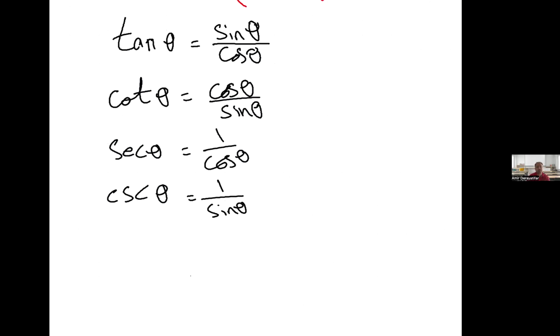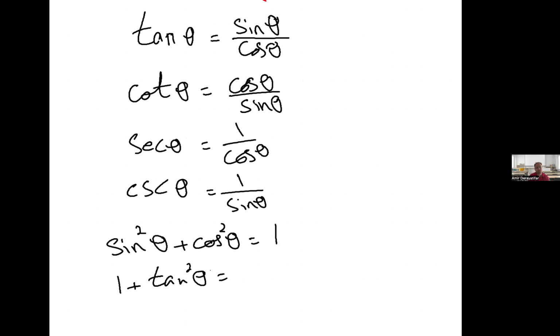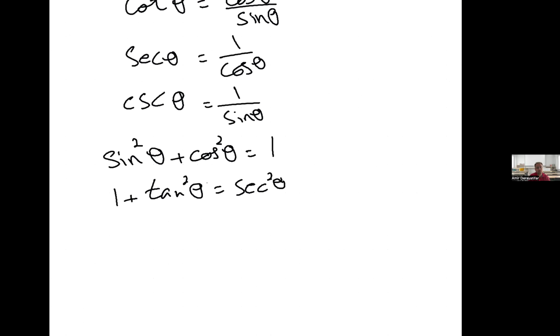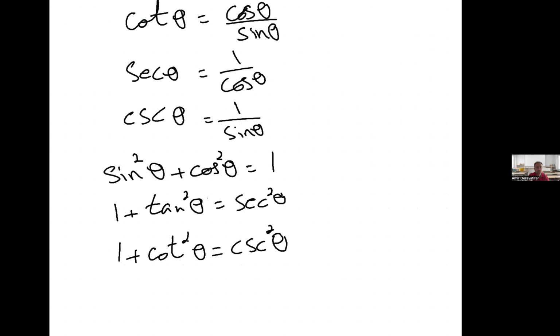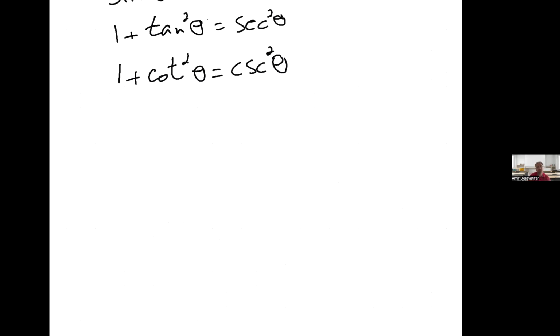Okay. Also, we have Pythagorean identities that we can use for proof-based problems. Sine squared plus cosine squared equals 1. 1 plus tan squared theta equals secant squared theta. And 1 plus cotangent squared theta equals cosecant squared theta. These are the relationships between the trig ratios that we can use all the time. But let's dive into what sine, cosine, and tangent are. More specifically, we have something called a unit circle to understand it better.